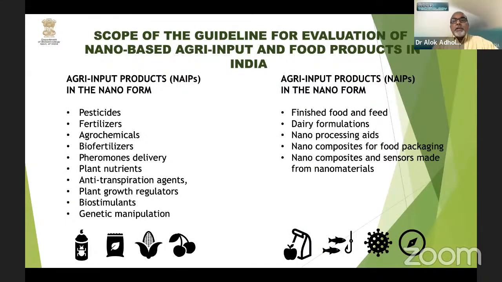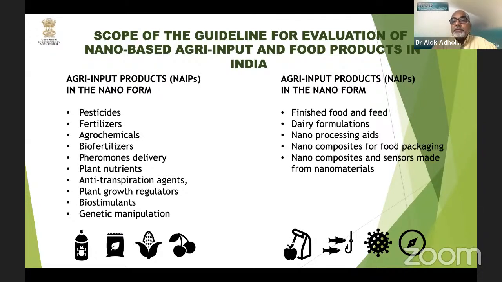The scope of these guidelines includes different products that are emerging, and those expected to emerge and come for use by the end users, the farmers. That includes pesticides, fertilizers, agrochemicals, biofertilizers, pheromone delivery, plant nutrients, anti-transpiration agents, plant growth regulators, biostimulants, genetic manipulation outputs.